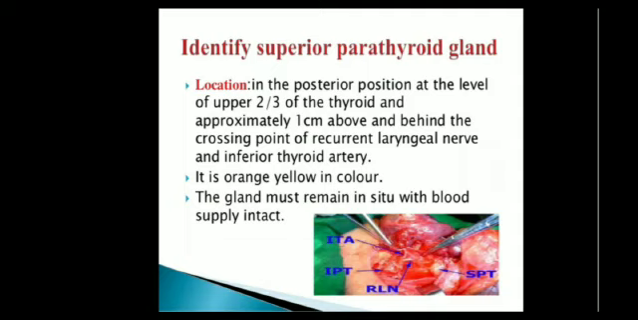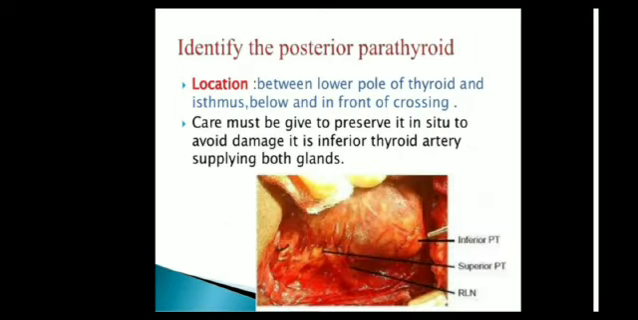Identify the superior parathyroid gland. Location is in the posterior position at the level of the upper 2/3 of the thyroid, approximately 1 centimeter above and behind the crossing point of the recurrent laryngeal nerve and inferior thyroid artery. It is orange yellow in color. The gland must remain in situ with blood supply intact.